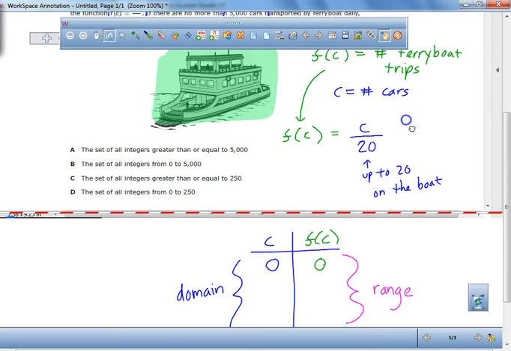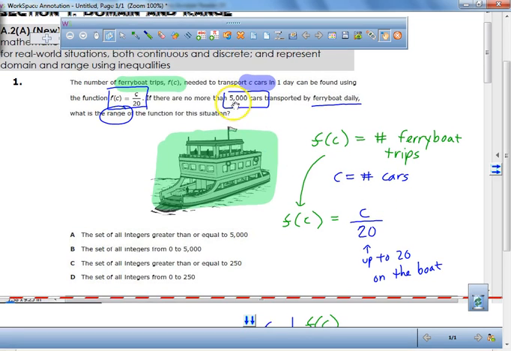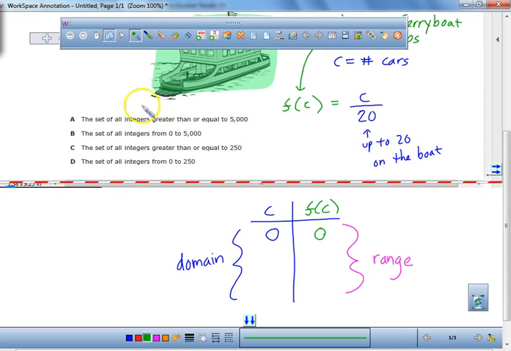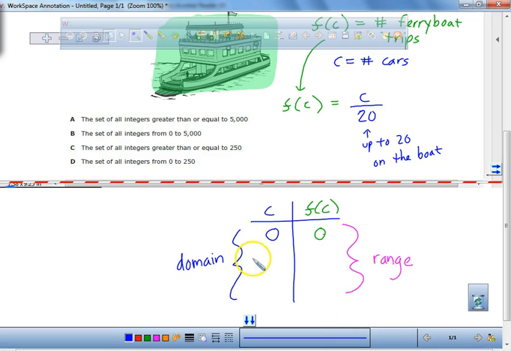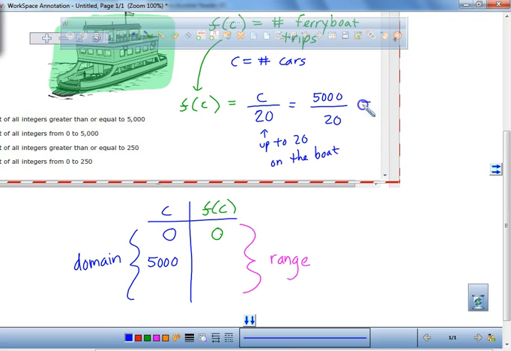Now there was a maximum. It says there's not going to be any more than what? 5,000 cars. So where am I going to put 5,000? Here, on the left or on the right? Left. So we'll put 5,000. I saw a lot of people do this, and it's exactly what I wanted you to do. You put 5,000 over 20, and what did that end up equaling for you? 250. Which means right here, 250.